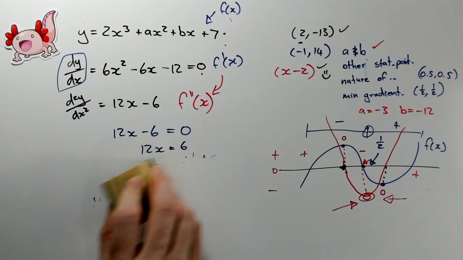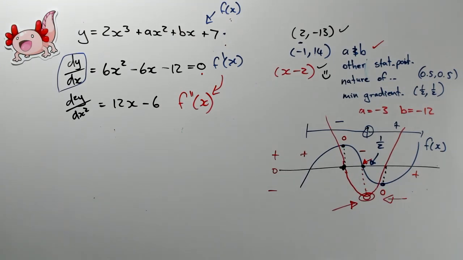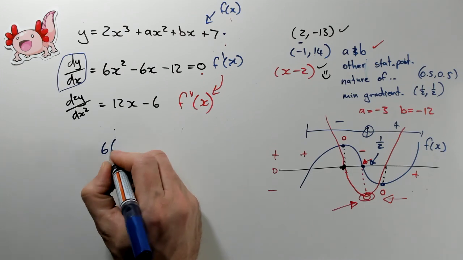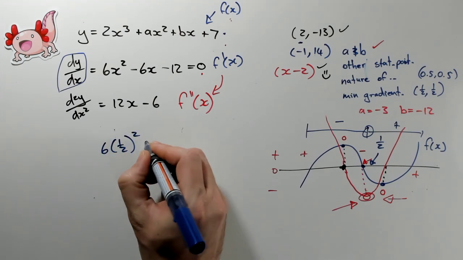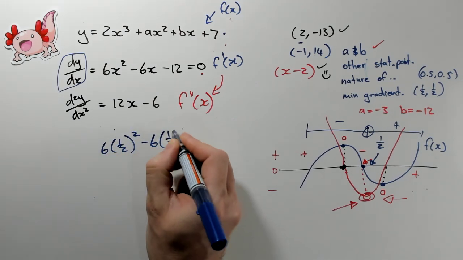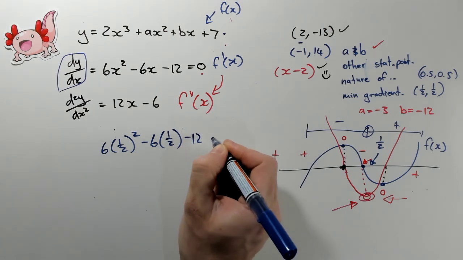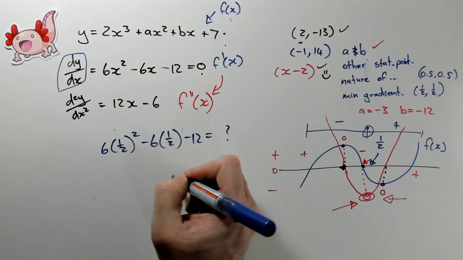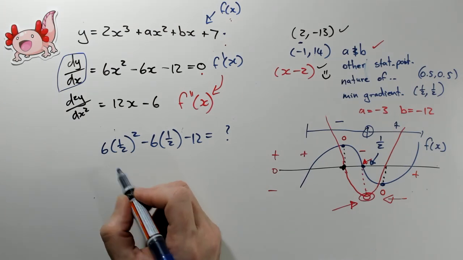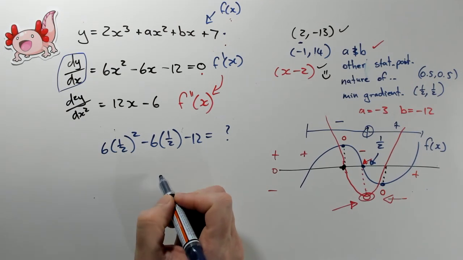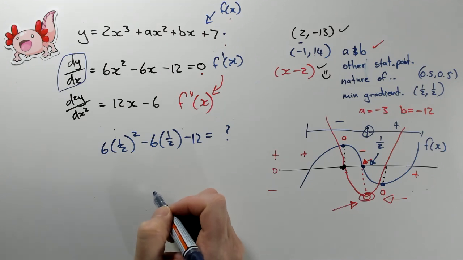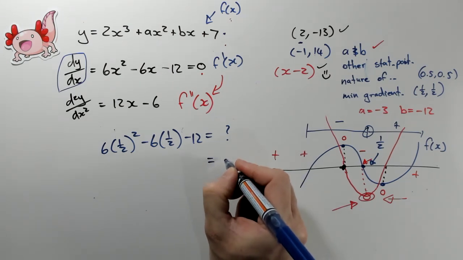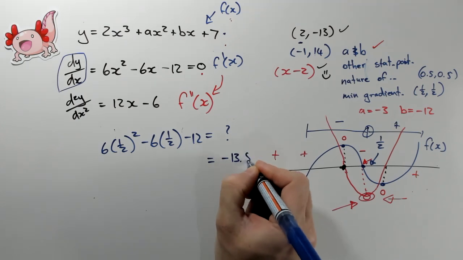I'm just going to rub this off. And we're going to finish off finally with 6 times a half squared, minus 6 times a half, minus 12. And we're going to have to find out what the gradient is. I put in my x value, a quarter times 6, minus 3, minus 12. That's going to be, when we're all said and done, negative 13.5.